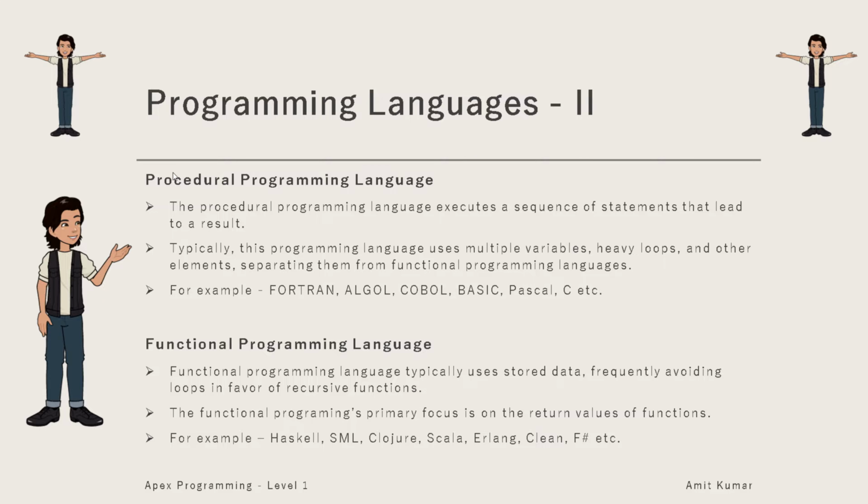Now what is recursion? Recursion is another way of doing repetitive tasks, but here we actually take help of a function to repeat those tasks. That's why functional programming language is quite different from procedural programming language, where we moreover focus on loops. The primary focus of functional programming is on the returning value of a function, what value a certain function returns. Some examples of these languages are Haskell, SML, Clojure, Scala, Erlang, Clean, F#, etc.